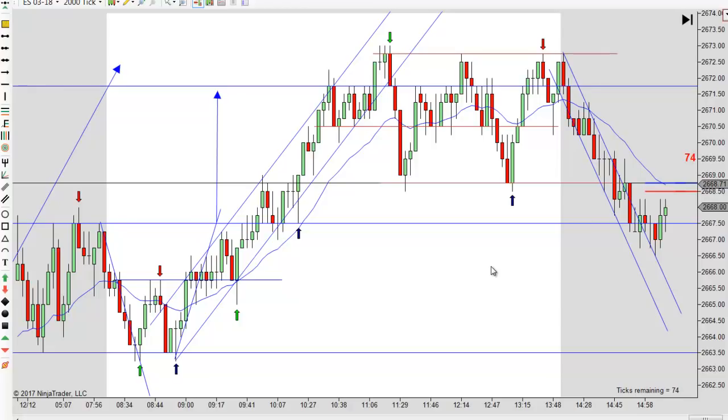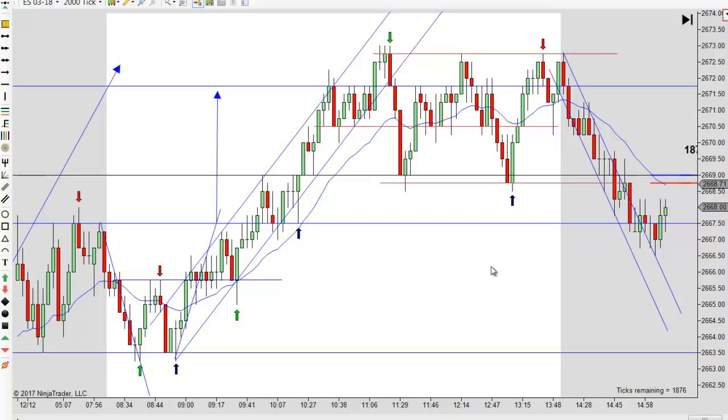When you're wrong and it doesn't do what you thought it was going to do, get out, because it's much easier to take an 8-tick stop and take a loser than to take an 8-point stop and take a whole week's worth of trades and throw them out the window and give them right back. So that's a very important lesson.